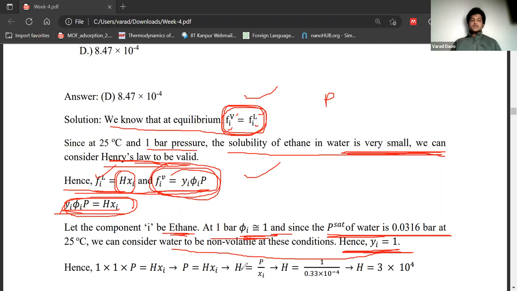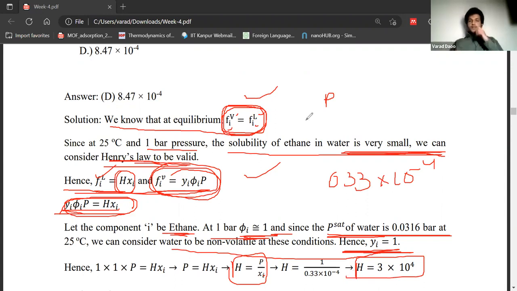So we just put in the values: phi i into yi into Pt is equal to H into x, and we just rearrange it to get this expression. Then the value of x has been given to us, that 0.33 into 10 raised to power minus 4. Just put in the value, we get the Henry's law constant. Like I said, it's a constant. I hope so. Then we'll move on to the next part.